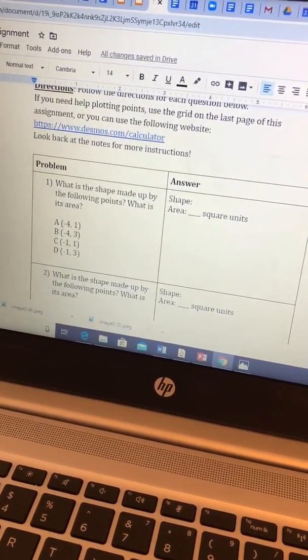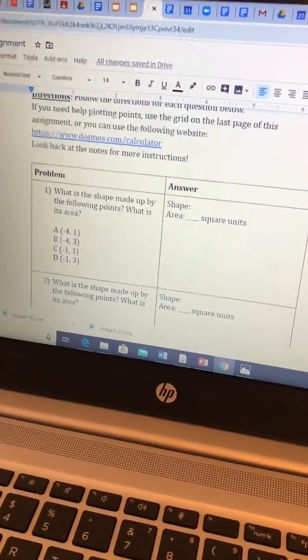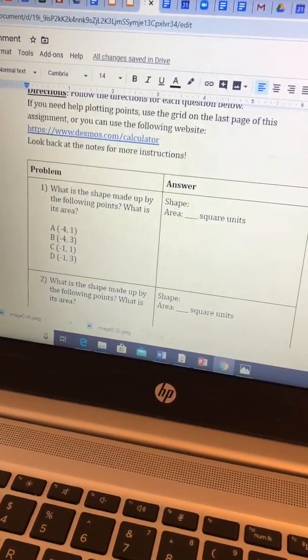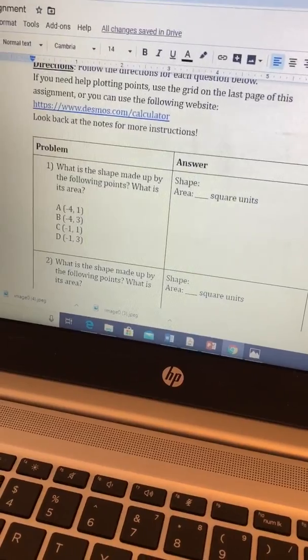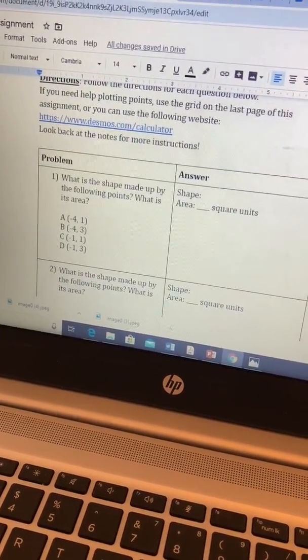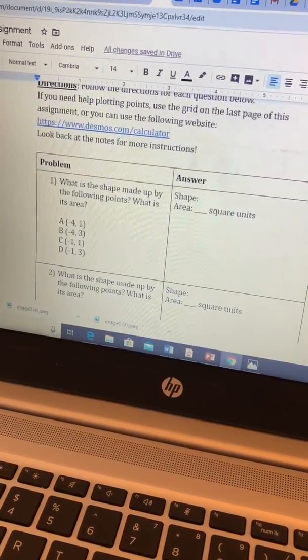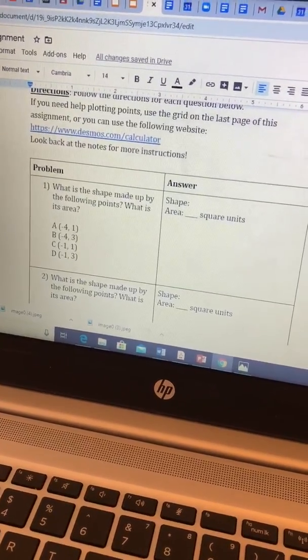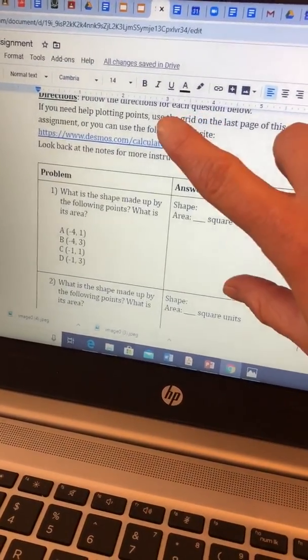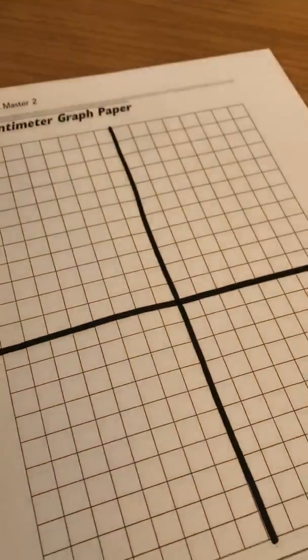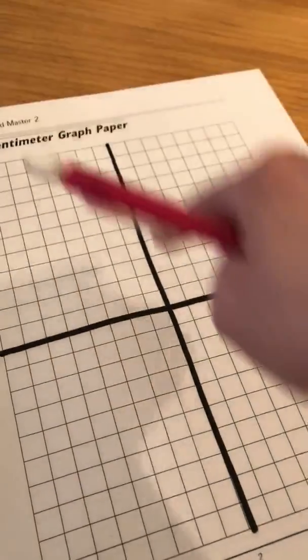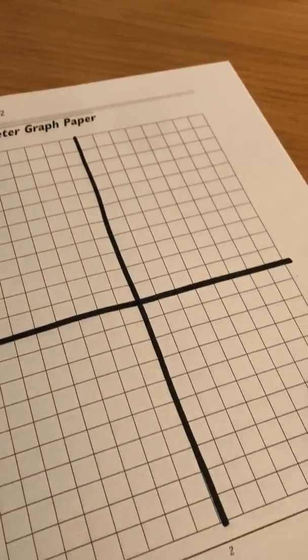Hi friends, I noticed some confusion with this assignment, so I thought I'd make a video to show you how to do some of these problems. There were two types of problems in this assignment, and you needed to be able to plot these points on a grid. You could have used this website that I gave to you, or any grid that you had. I had a piece of graph paper that I drew a coordinate plane on, but you could just do this on a regular piece of paper as well.